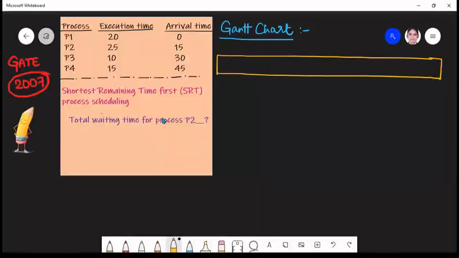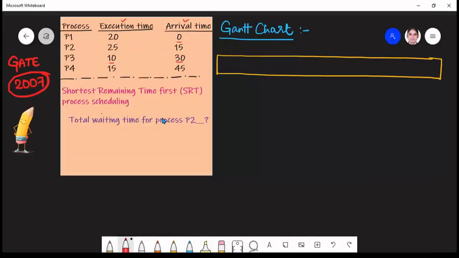So if we talk about the SRT algorithm, the process which has the shortest remaining burst time is going to take the CPU. If I consider the processes given here, we have to consider both the execution time as well as the arrival time. Now P1 execution time is 20 and its arrival time is 0. And P3 has execution time 10 and arrival time 13.